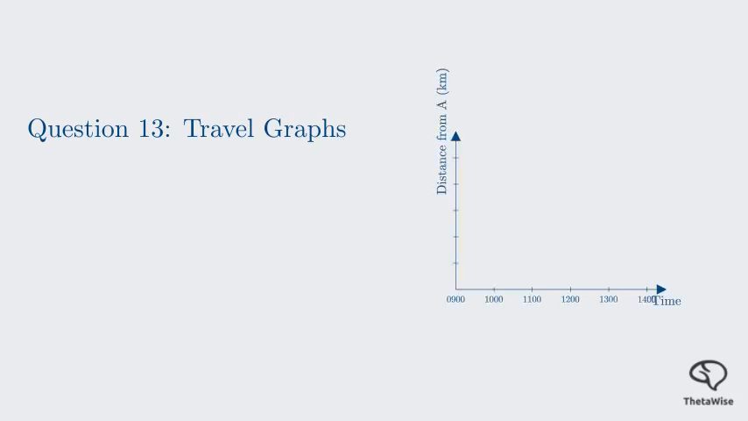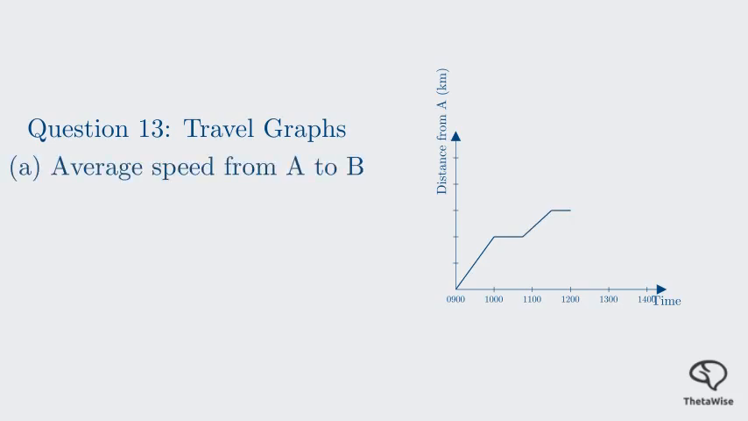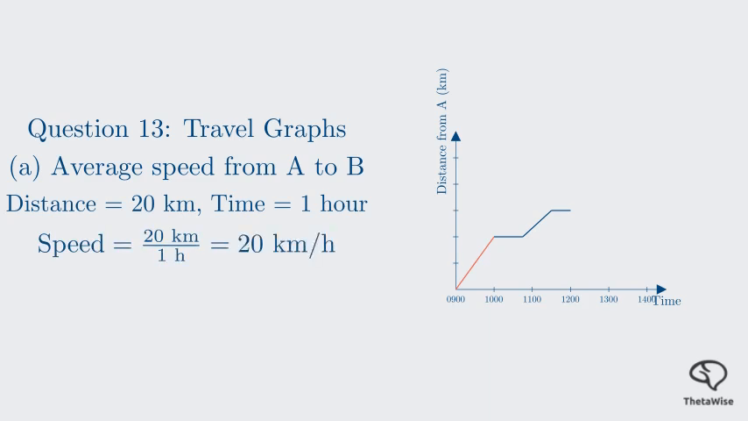Question 13 involves a travel graph. These graphs show distance from a starting point over time. In part A, we need the average speed between town A and town B. Average speed is total distance divided by total time. From the graph, town B is 20 kilometers from town A. Jason reaches town B at 10:00, having started at 09:00. Jason's average speed is 20 kilometers per hour.